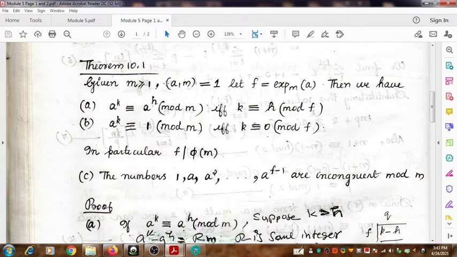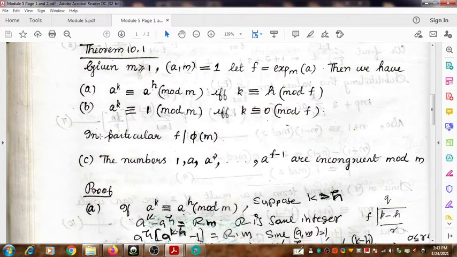Given m greater than or equal to 1, and also the GCD of a and m equal to 1, let us take that f is equal to the exponent of a modulo m. Then we have to prove that the three statements are true.